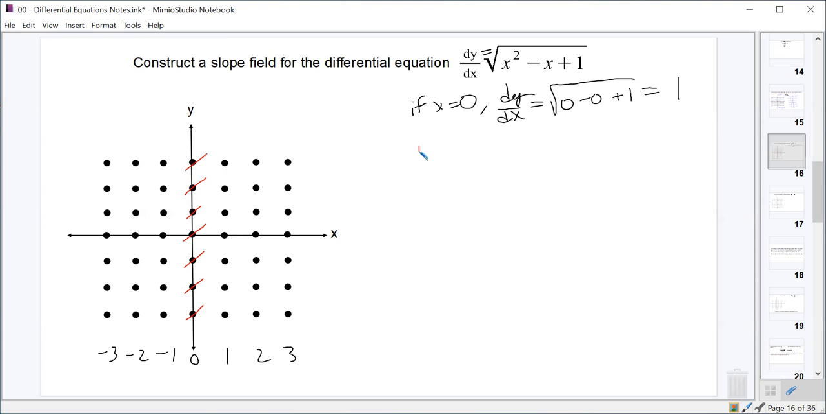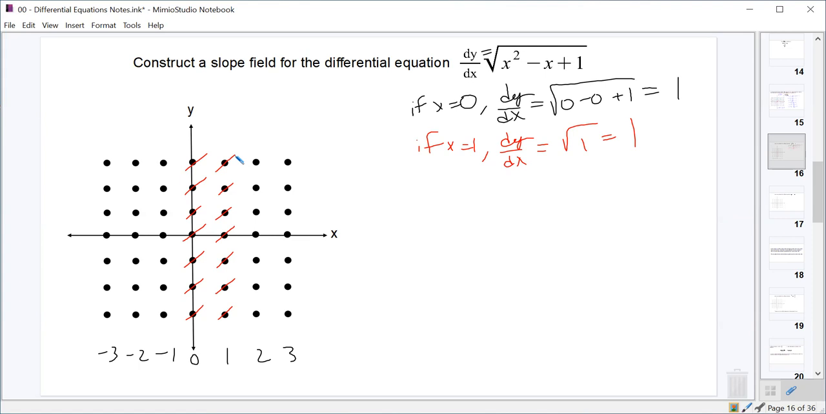So x equals 1. dy dx is now equal to the square root of 1 squared, which is 1, minus 1 gives you 0, plus the 1, square root of 1, just 1. So again, we're going to be at a slope of 1, which might be a little bit confusing. Is it going to stay at 1 this whole time between 0 and 1, or does it fluctuate in between there? Without testing a point between 0 and 1, we can't really tell.